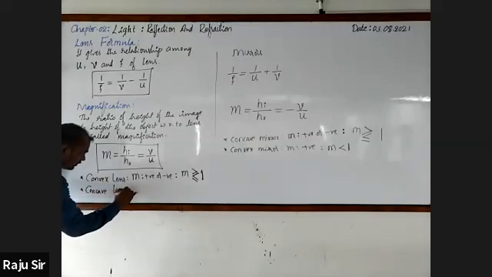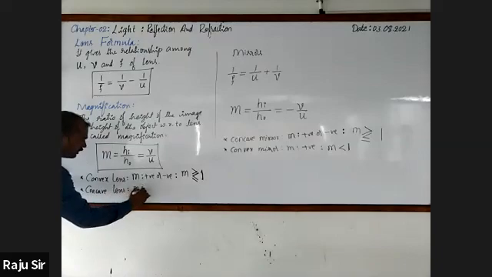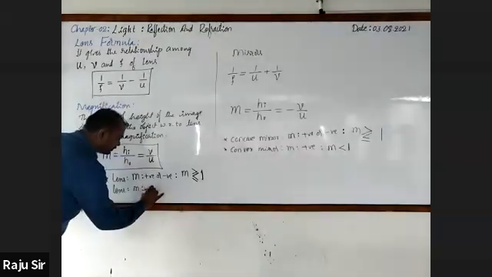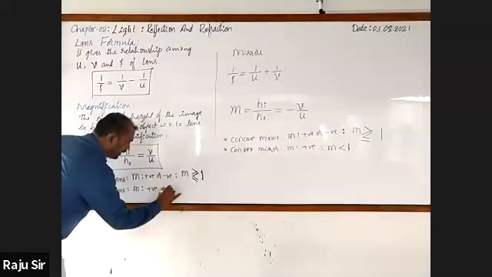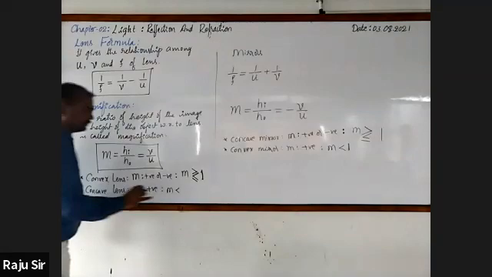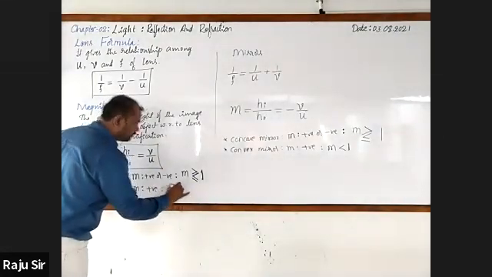Next, concave lens. M is always positive. And the value will be always less than 1. Always less than 1.